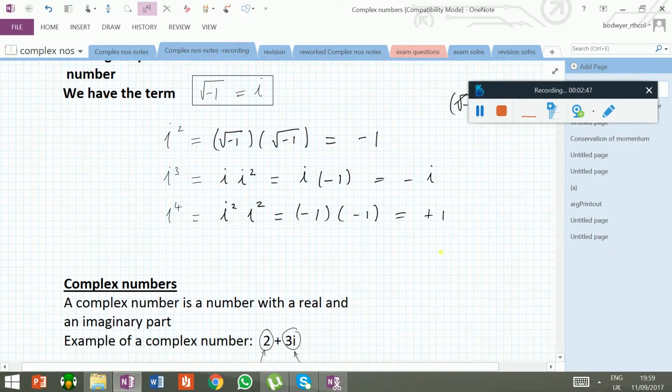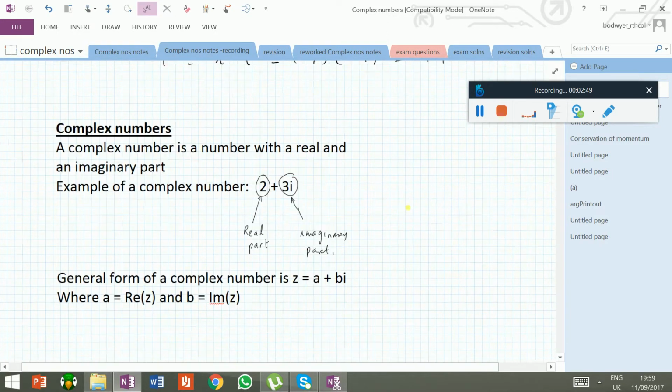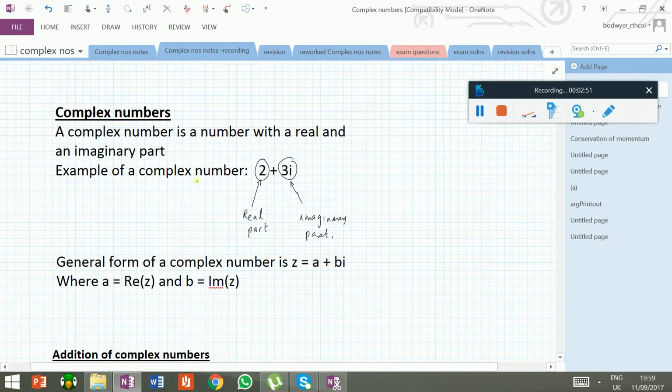Let's look at the general form then of complex numbers. This is a typical complex number, 2 plus 3i. This bit, the 2, is called the real part, and the 3i is called the imaginary part. So our general form for a complex number is a number plus another number times i, a plus bi. a is considered to be the real part, and b is considered to be the imaginary part.